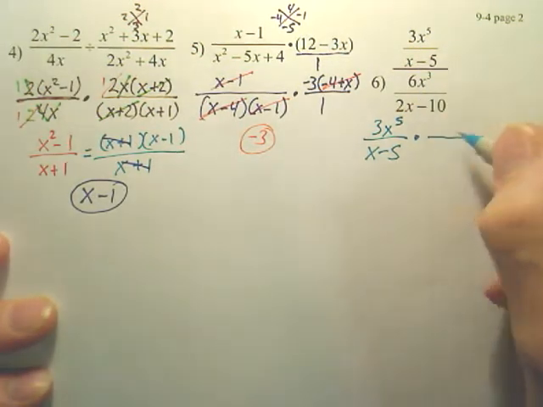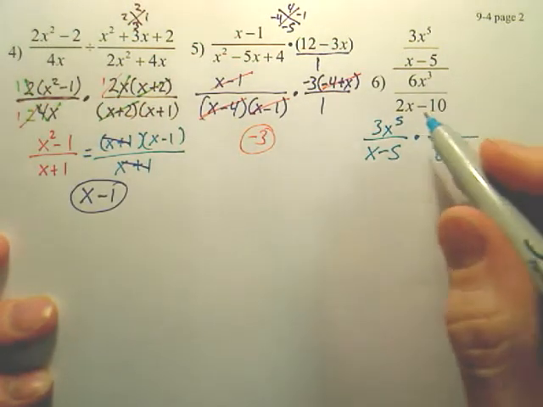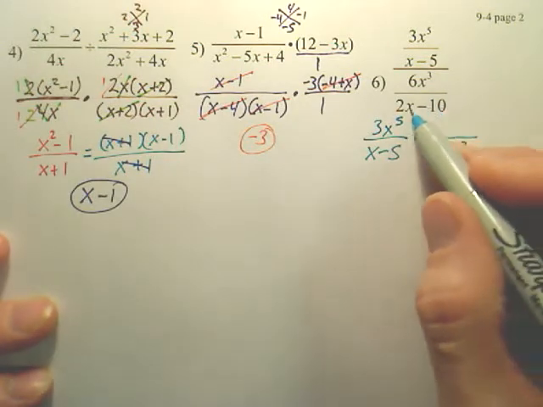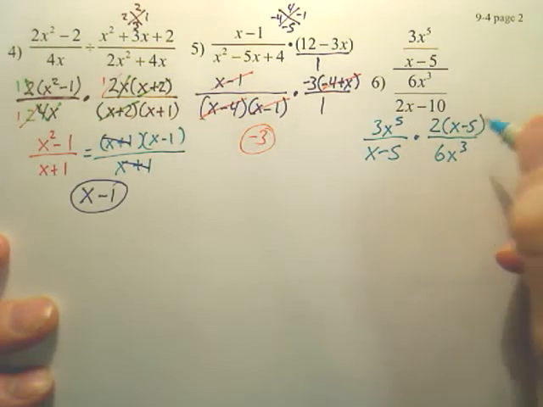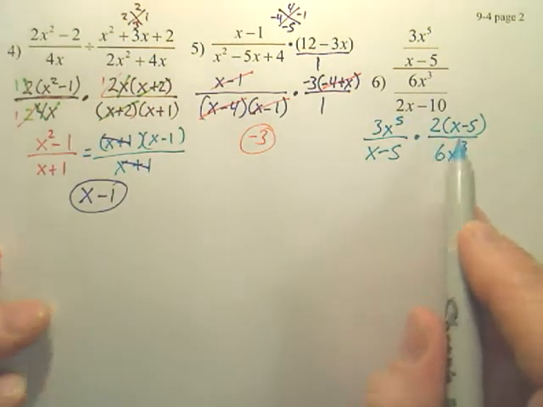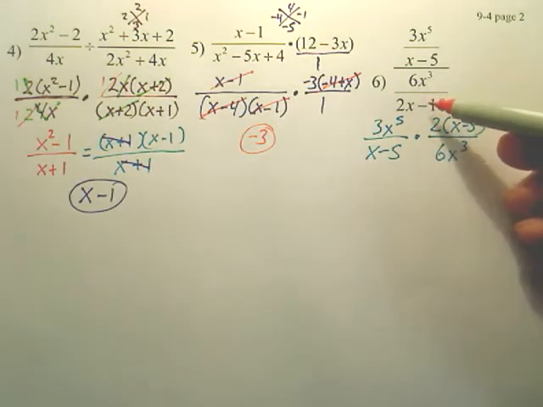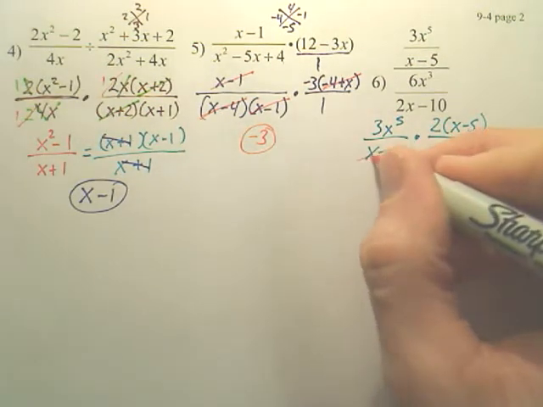Now, when I flip the bottom one, isn't 6x to the 3rd going to go on the bottom? Yeah. Does this factor 2 times x minus 10? Doesn't this have a 2 that comes out? I pull a 2 out of that. Now, it's actually a pretty simple problem. Once you flip it, make it look a little bit prettier, you flip the bottom one, make it a multiply, factor anything you can. Do you guys see these things canceling right here?